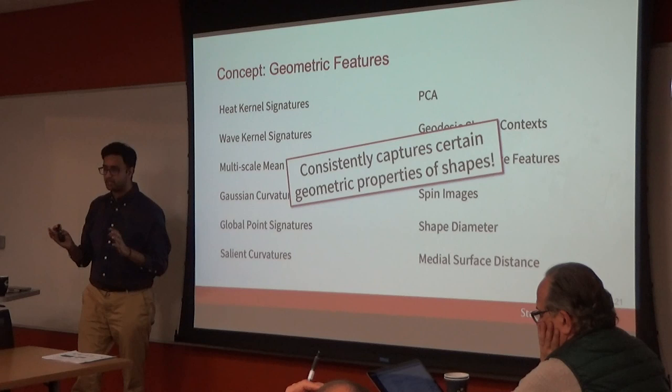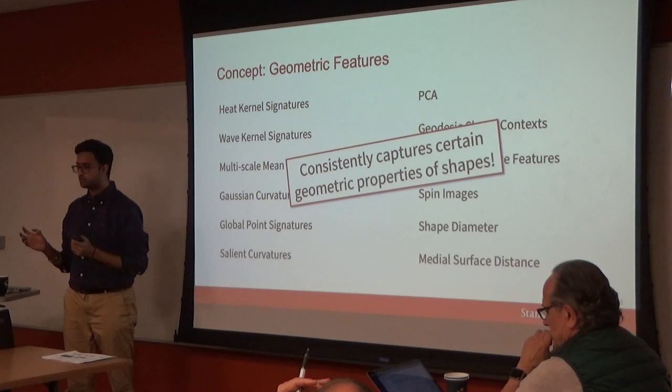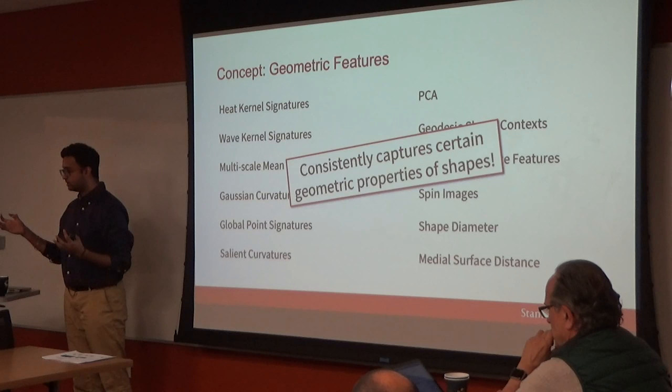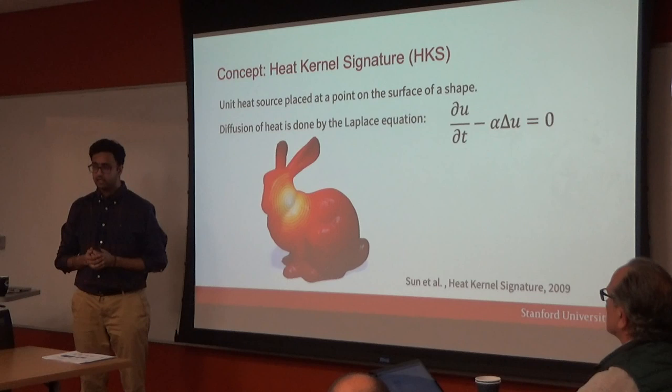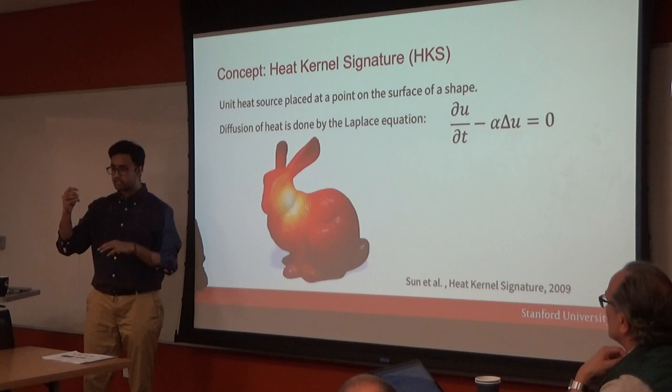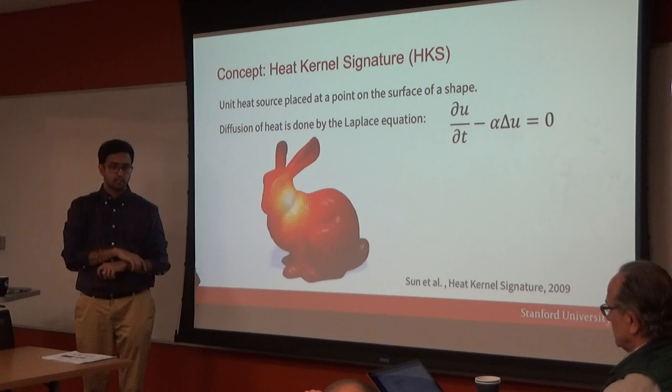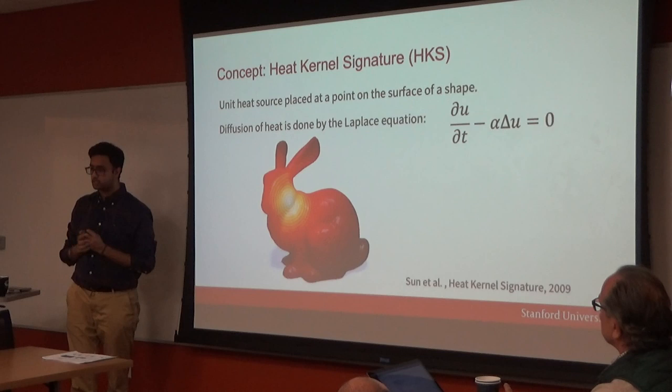In this work, when I talk about geometric descriptors, I shall refer to per point descriptors. So these descriptors shall contain a value for every point on the surface of the shape. This value tells you something about the local geometry of the shape. One descriptor that we shall see over and over again over the course of this talk is the heat kernel signature. A heat kernel signature is a descriptor that captures how heat from a unit heat source placed somewhere on the surface of a shape dissipates across the rest of the shape. This is obtained by solving the Laplace heat equation and is a very good geometric descriptor for the shape.